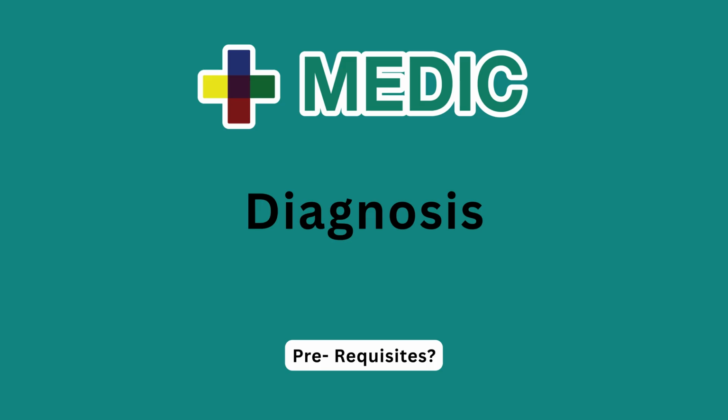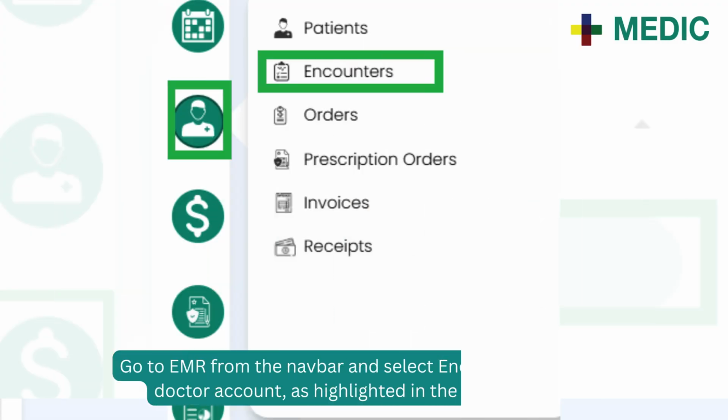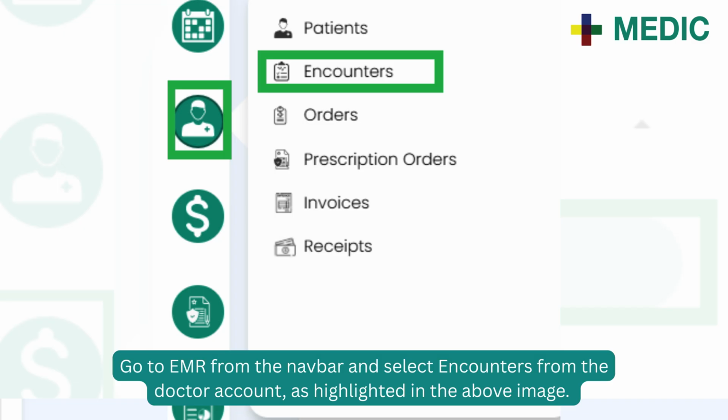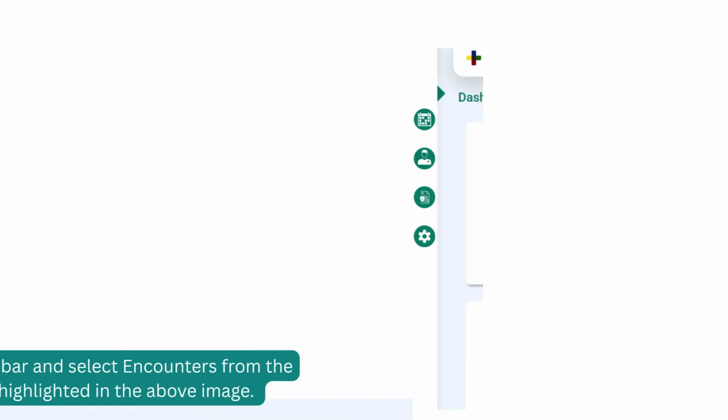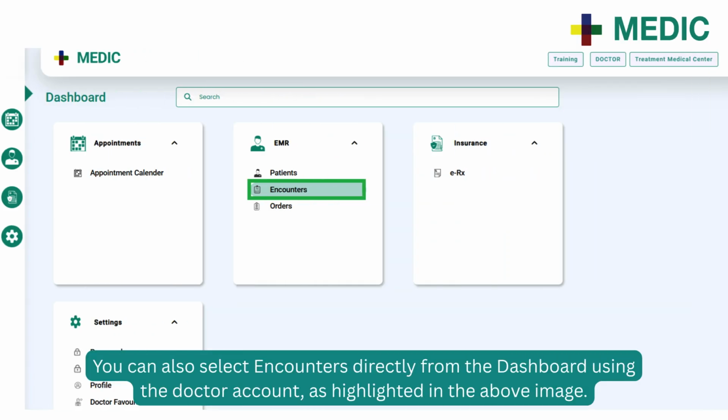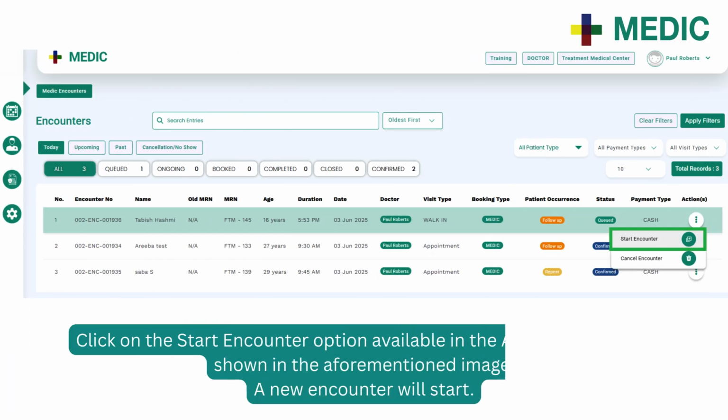Prerequisites. Go to EMR from the navbar and select Encounters from the doctor account, as highlighted in the above image. You can also select Encounters directly from the dashboard using the doctor account, as highlighted in the above image. Click on the Start Encounter option available in the Actions column as shown in the aforementioned image.